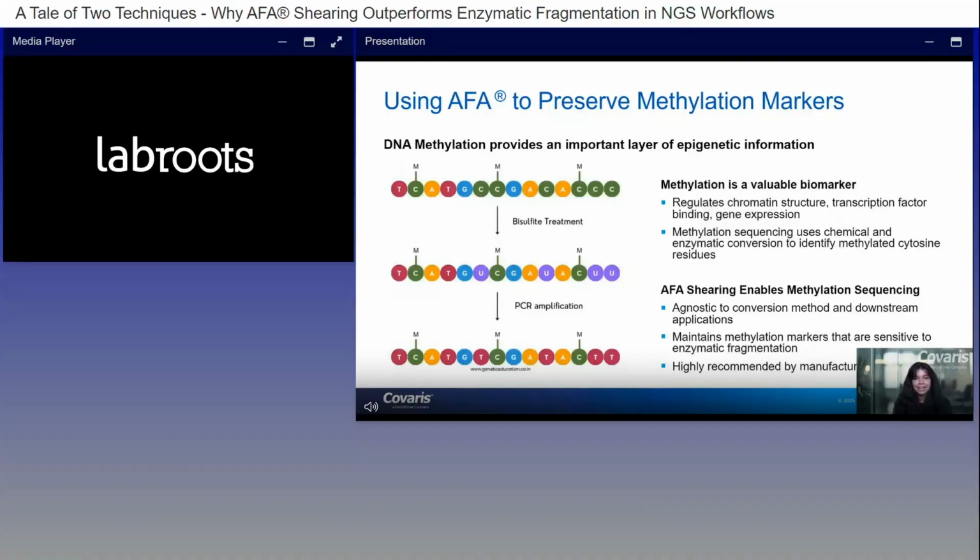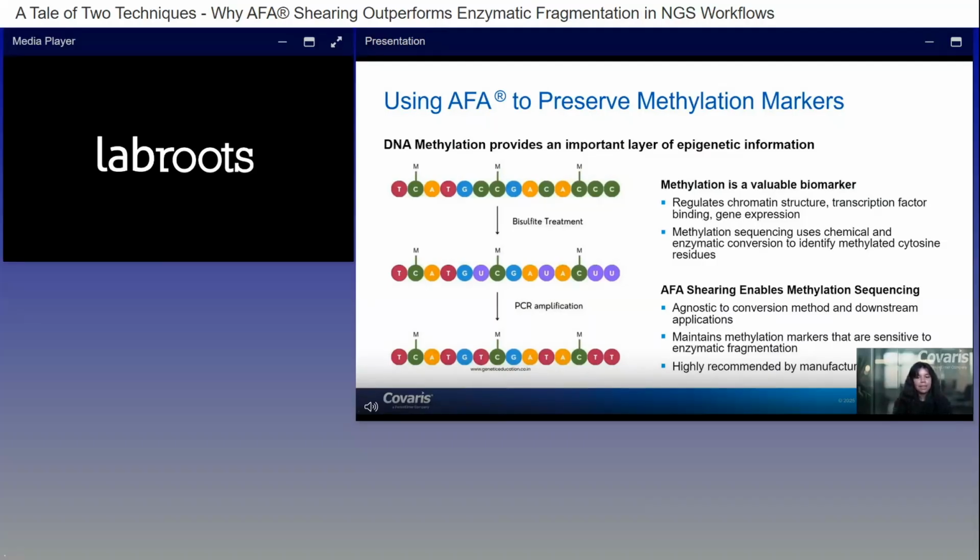Next, we can take a look at methylation sequencing. So methylation provides another important layer of epigenetic information. And methylation is being increasingly recognized as a valuable biomarker. It regulates chromatin structure, transcription factor binding, and ultimately gene expression. And methylation sequencing techniques tend to use either chemical or enzymatic conversion to identify methylated residues. So here in this image, we have a workflow that utilizes chemical conversion to convert all unmethylated cytosines into uracils, ultimately providing researchers with a kind of map of methylation sites.